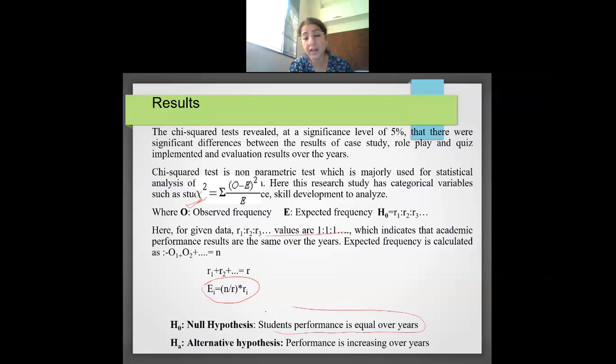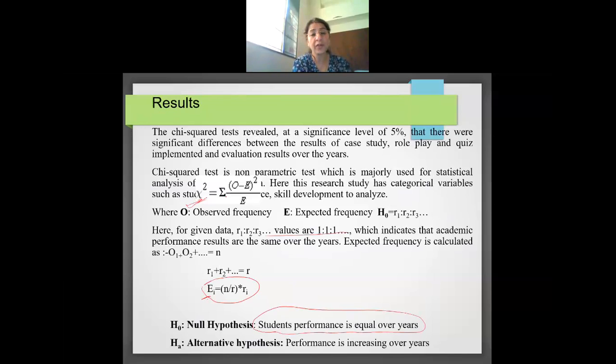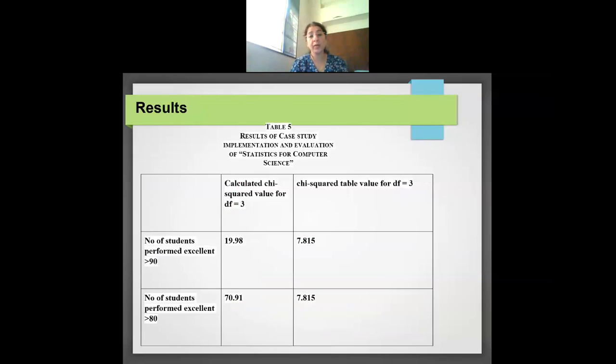It means we are considering that we are not doing anything, so student performance is not getting affected. So student performance is equal over all years. And the alternative hypothesis we formed is that performance is increasing over the years. We calculated the observed frequency, which I showed you in the previous tables, and we calculated E for all, and we calculated the chi-square value.